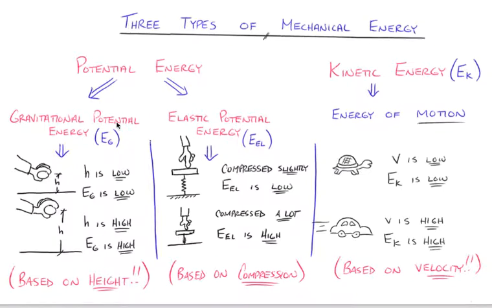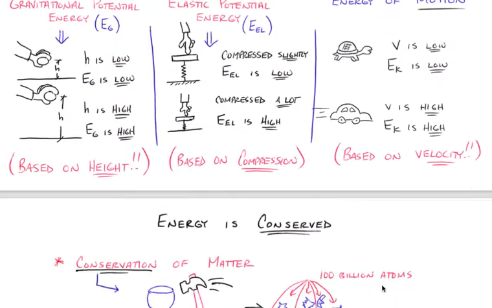So 3 different types. Important to realize that gravitational potential energy is based on height for the most part, elastic potential energy is based on the compression or extension of a spring or rubber band, and kinetic energy is based on velocity. There's a few more variables that will come into play, but for right now, this is appropriate for what we're going to want to do. So those are your 3 major types. We'll spend the most amount of time with these.